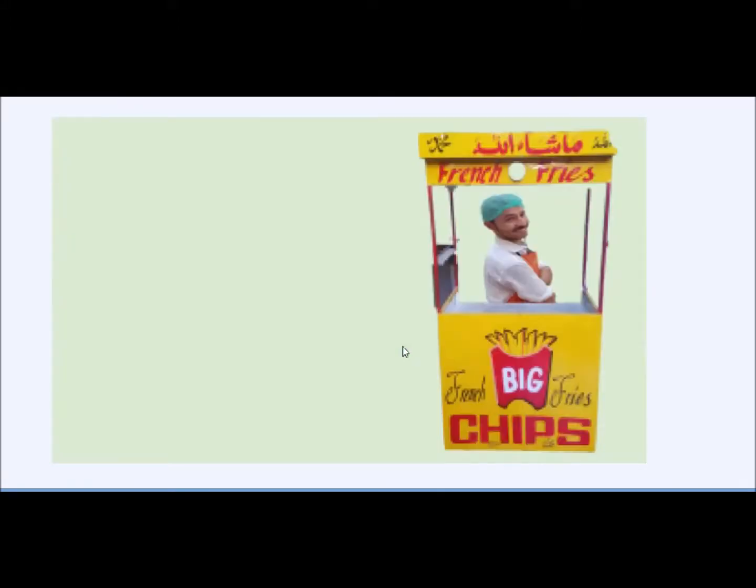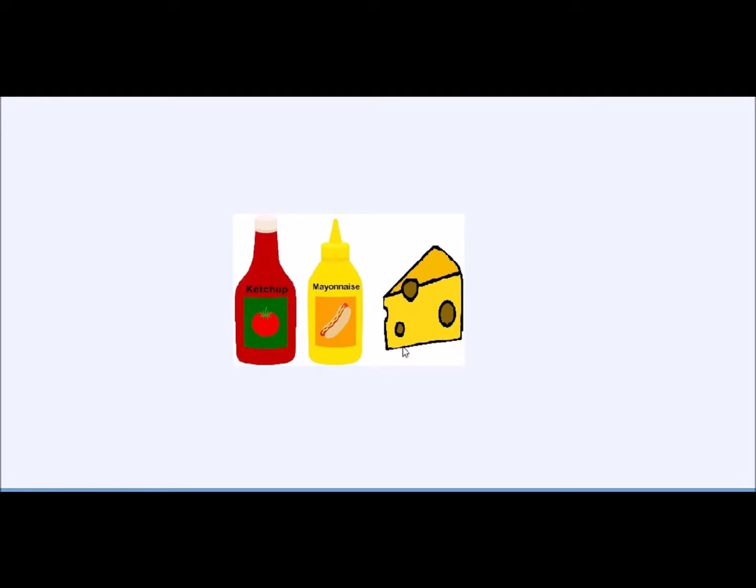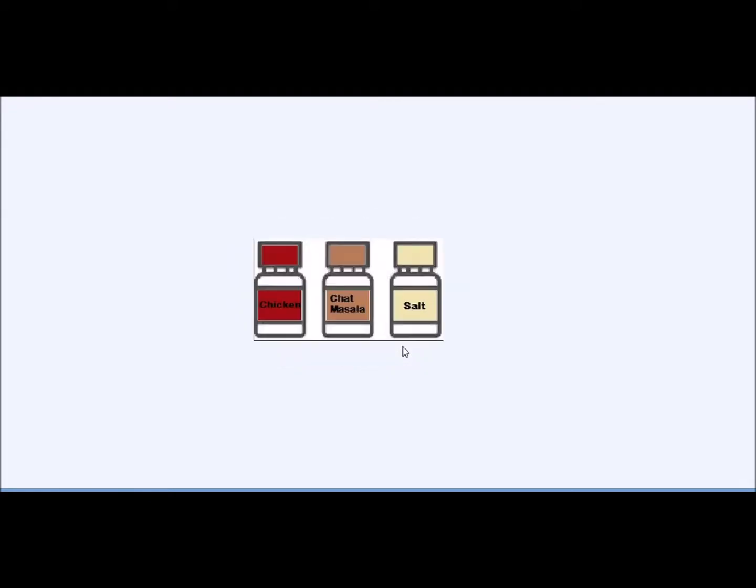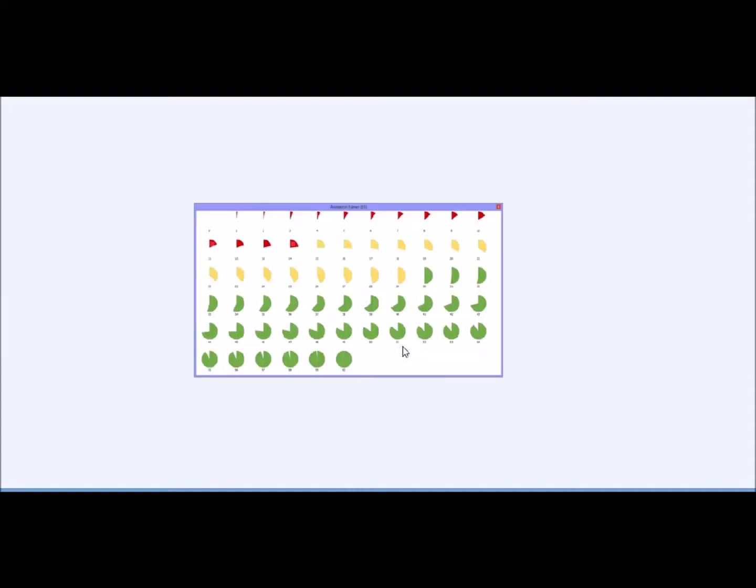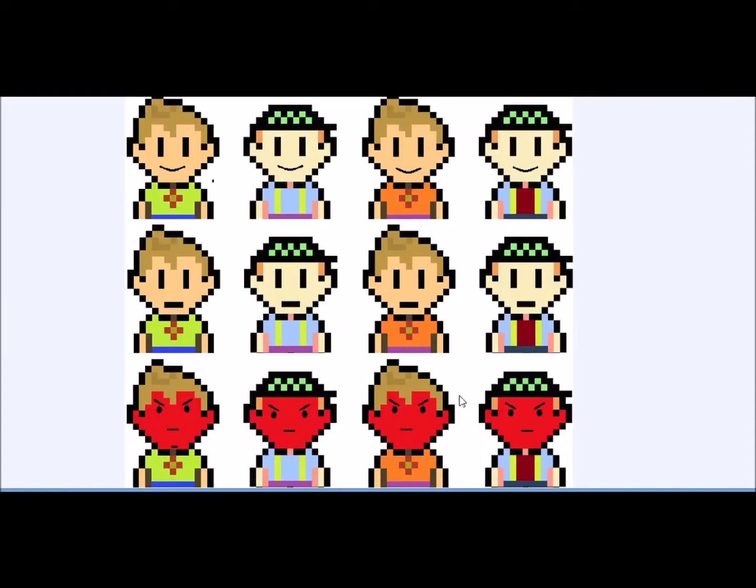This is the gameplay screen. These are the three sauces. These are three spies. This is the stove and cooker and the timer.